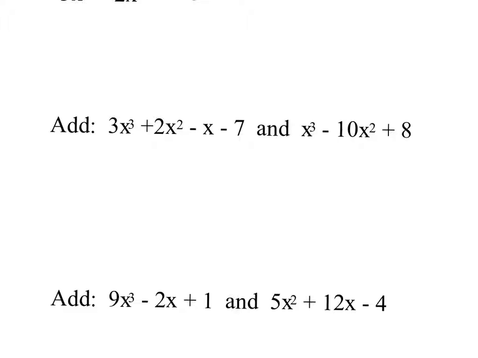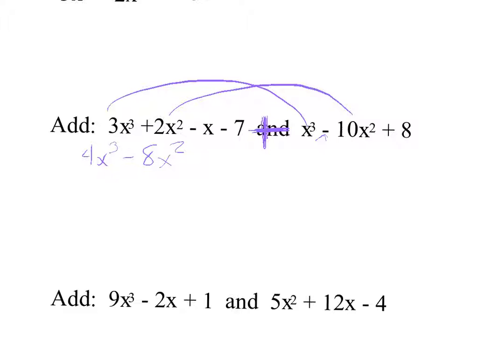So if you notice here, I've got 3x cubed plus 2x squared minus x minus 7 plus x cubed minus 10x squared plus 8. So basically what you're doing is you're just looking at like terms and adding them together. So this would be a plus sign right here. Okay, so if I'm going to add them together, 3x cubed plus x cubed would be 4x cubed. 2x squared minus 10x squared. I know I just said minus, but remember that plus sign isn't going to change anything, so it's still going to be a minus because of that minus in front. So 2x squared minus 10x squared would be minus 8x squared.